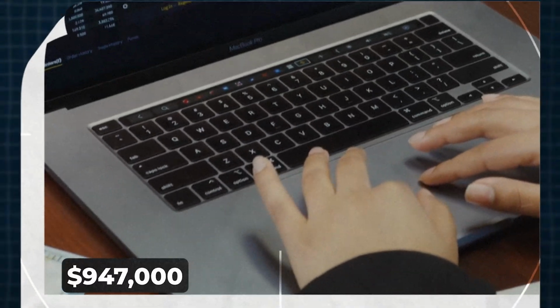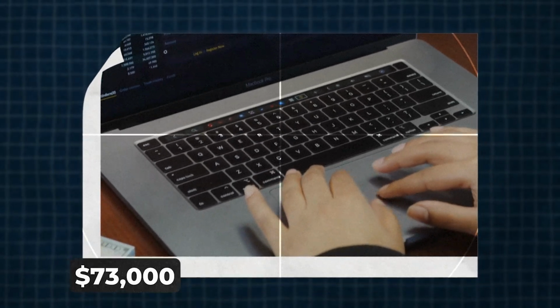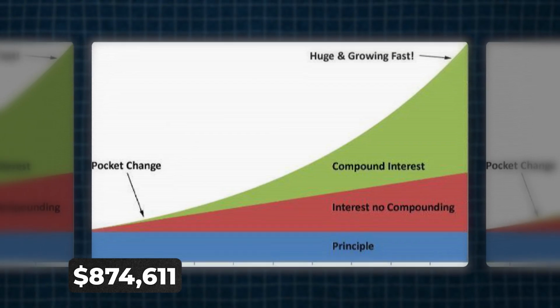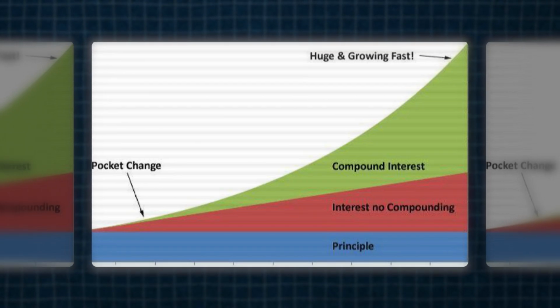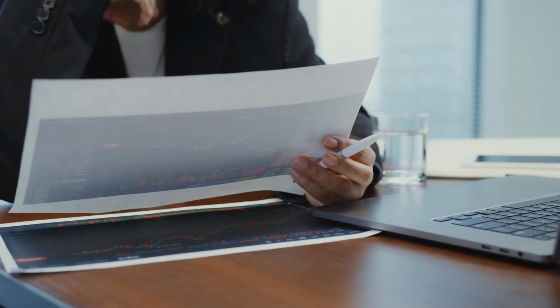Out of that $947,000 terminal portfolio, the investor contributes only $73,000. $874,611 is generated passively by the geometric expansion of capital the investor never touches. Buffett has called this the foundational idea of his entire 70-year career, and yet the average American investor will never come close to capturing it.